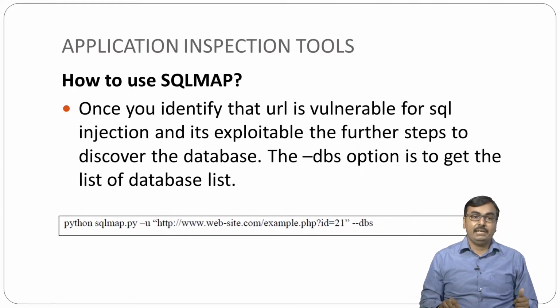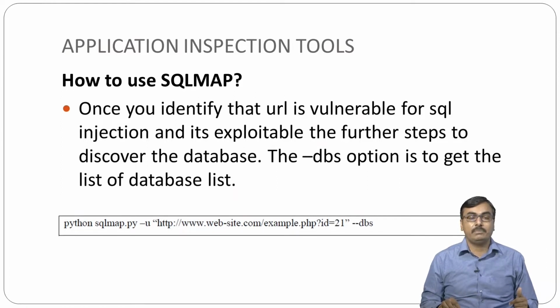Now, by entering the command in the terminal, python sqlmap.py -u and providing that particular URL, you will get some basic information regarding the database version, operating system, and web server also. So, we can be sure that it is vulnerable. Now, this is the next step.